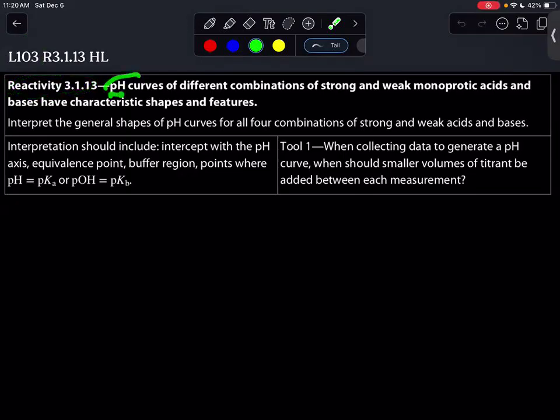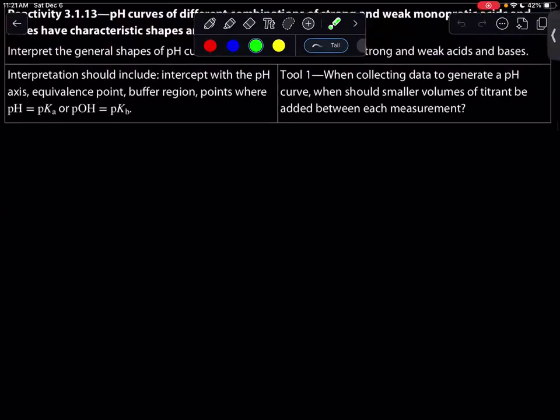We're going to talk about how pH curves of different combinations of strong and weak monoprotic acids and bases have characteristic shapes and features. So we should be able to interpret the general shapes of pH curves for all four combinations of strong and weak acids and bases. And as we do that, we'll start exploring some similarities between them.